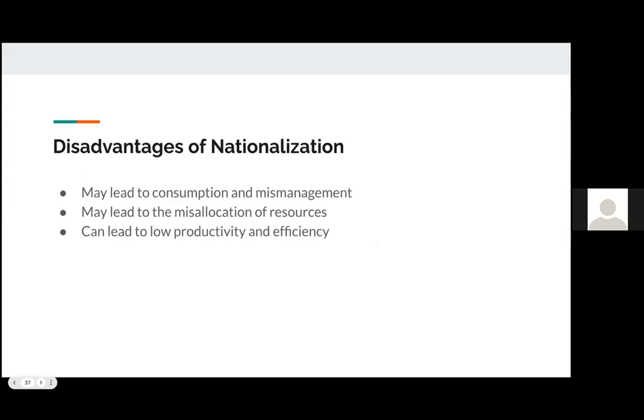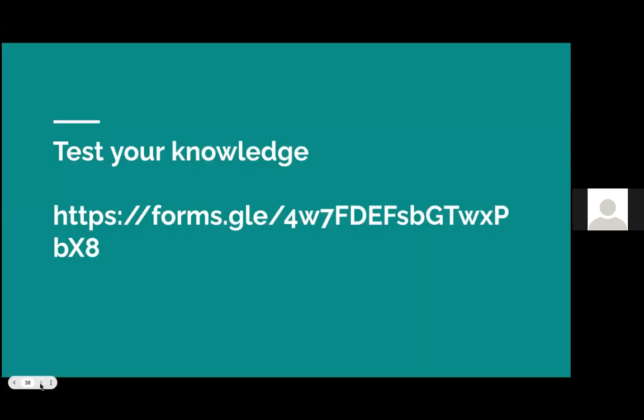Disadvantages include that it may lead to corruption and mismanagement. It may lead to the misallocation of resources, and it can lead to low productivity and efficiency. These are essentially the disadvantages of having a public enterprise in the first place, or a government-owned enterprise.